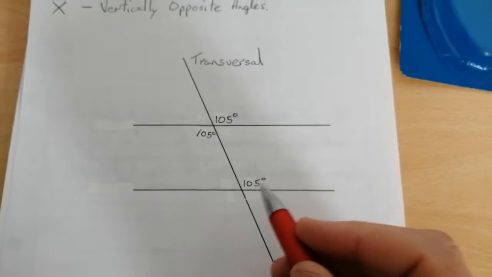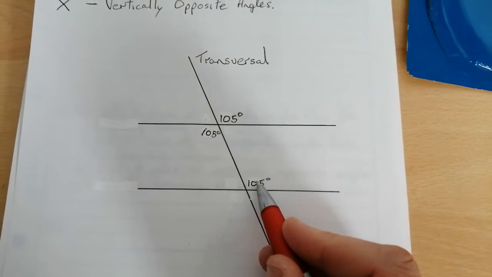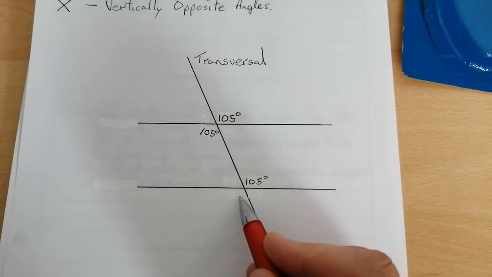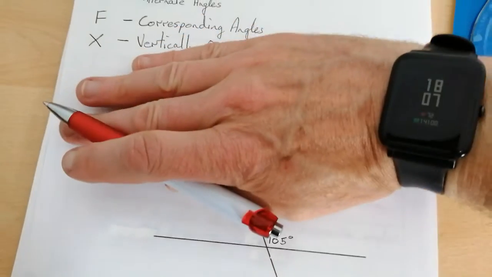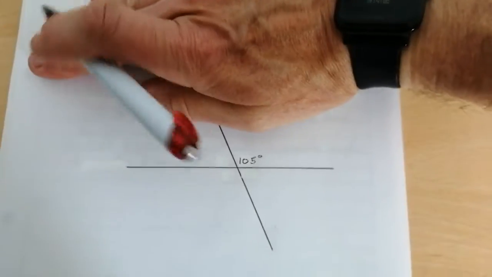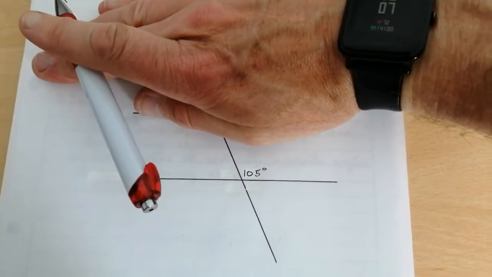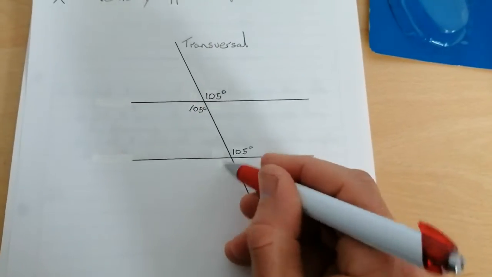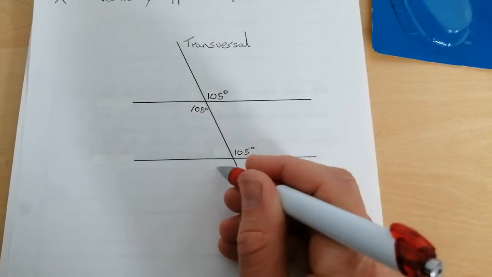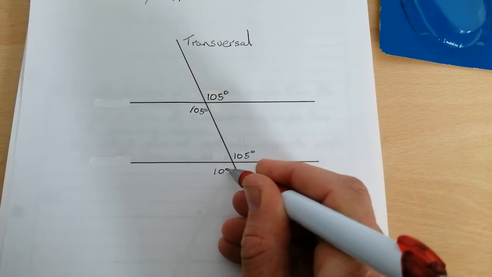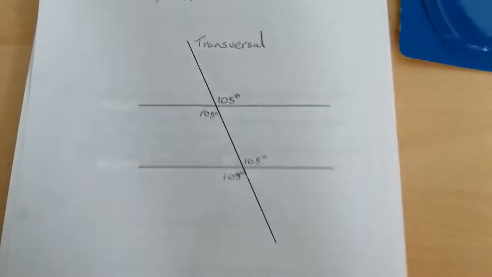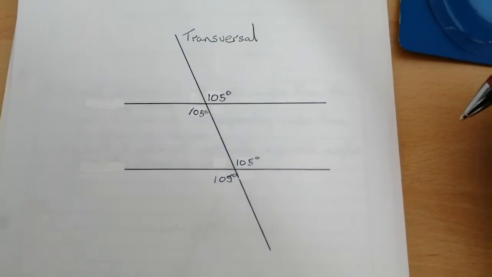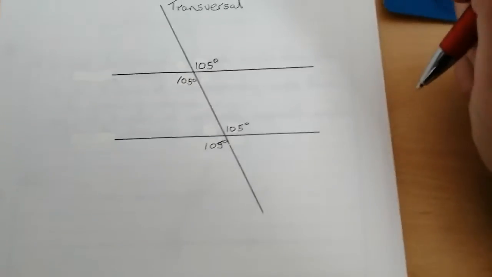Okay, next I know that this 105 must be equal to this 105, because again, if I cover this, I've got my X, and I've created vertically opposite angles, so this has to be 105 degrees also. Next, so I have all those 105s.